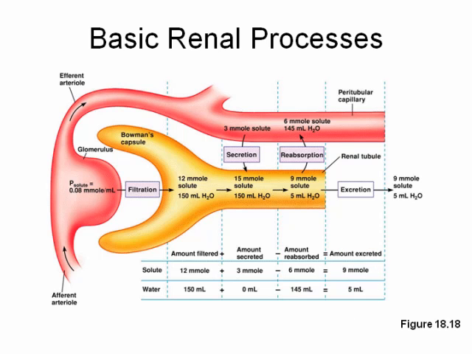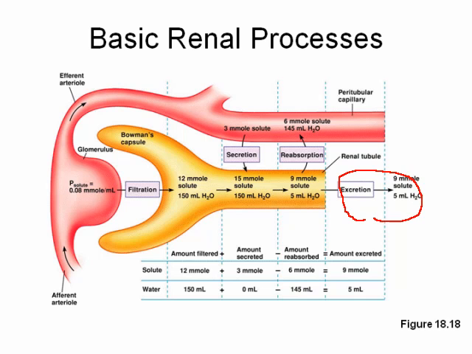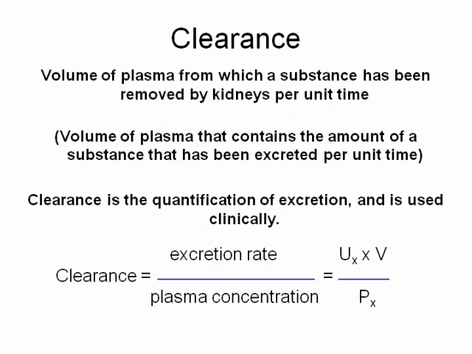Now, this is a way of introducing you to the concept of clearance, which, first of all, is a clinical concept. It is not something that is generally used in basic physiology. But again, you need to have some exposure to it because of its clinical relevance. So clearance is the volume of plasma from which a substance has been removed by the kidney in a unit of time. Another way of viewing it is the volume of plasma that contains the amount of a substance that was excreted. So clearance is a quantification of excretion. Going back here, we're talking about excretion, but clearance is basically the quantification of that excretion.